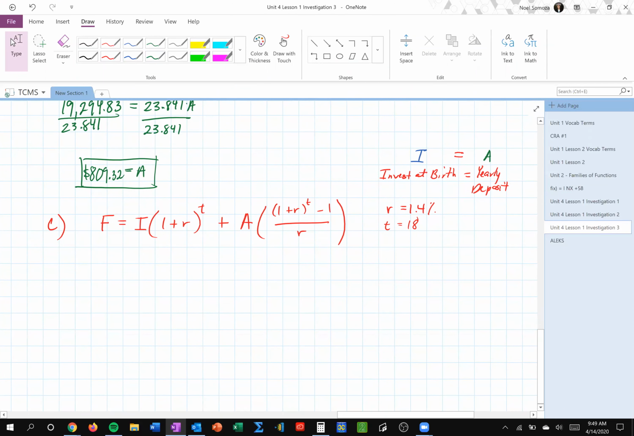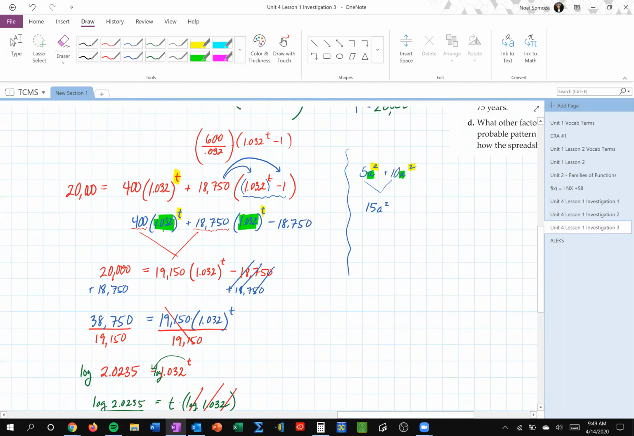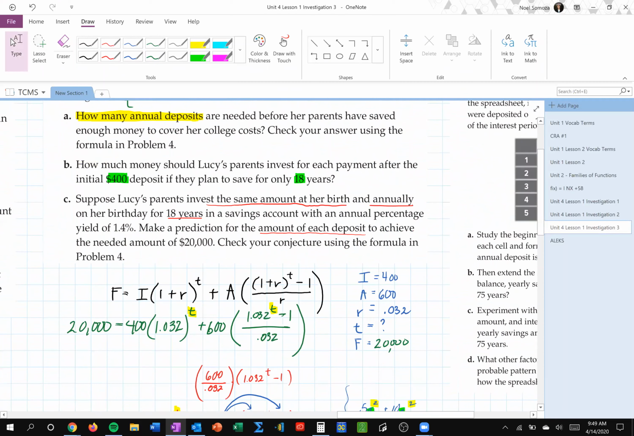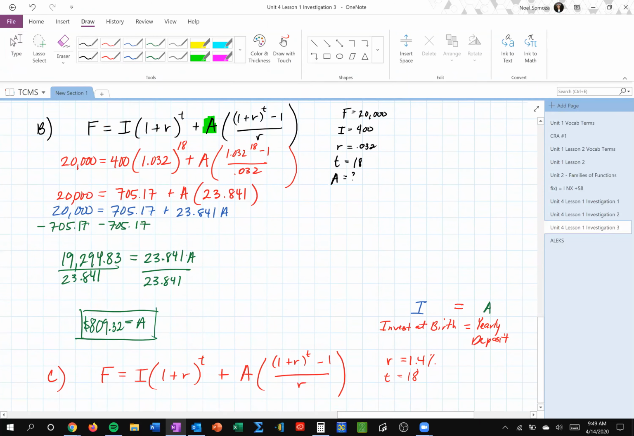Basically, do we want to change both of them to I's or both of them to A's? Let's go back to the question to see what they really want us to find. Make a prediction for the amount of each deposit to achieve. So if I'm thinking of a deposit as happening every year, I'm probably going to just switch both of these to A.